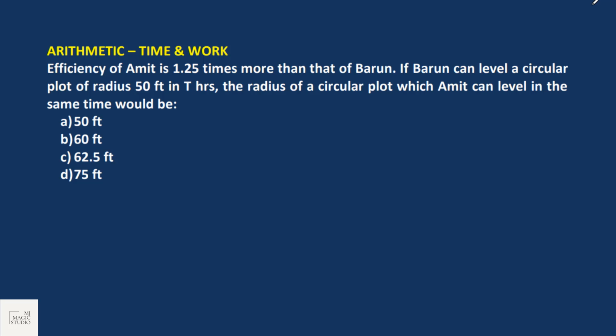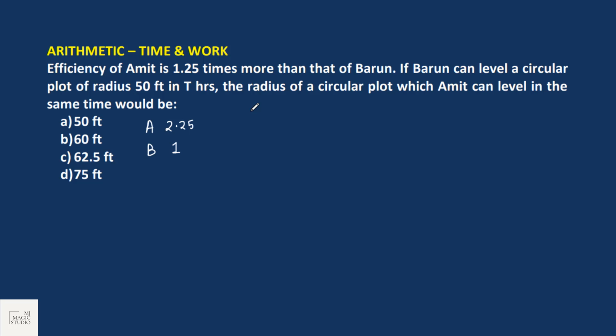Okay, a classical take: arithmetic, time and work, mixed with mensuration. Let's see what Varun and Amit are doing. Efficiency of Amit is 1.25 times more than that of Varun. That means if Varun can produce 1 unit of work in the given time, Amit will do 1.25 times more. That means 1 plus 1.25, that is 2.25 units of work.